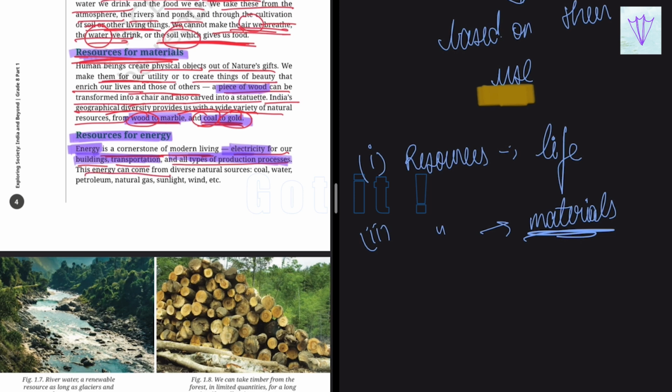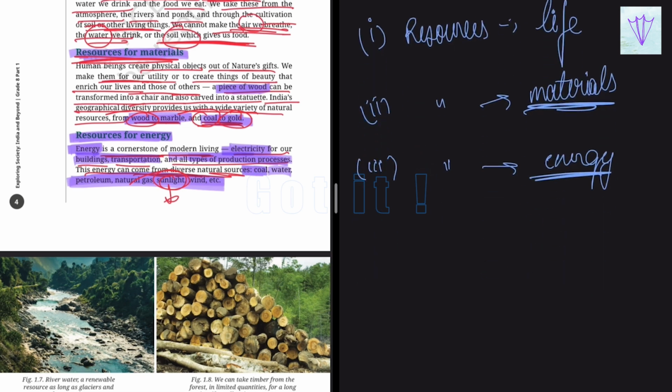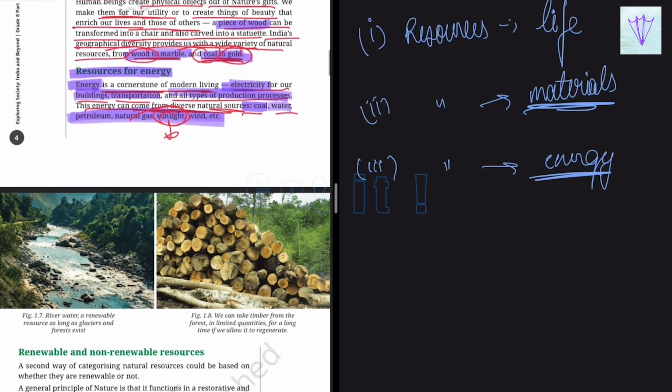This energy comes from diverse natural sources. Primarily we get it from coal, but now we are researching various other modes like water, petroleum, natural gas, and sunlight, meaning solar, which is becoming popular nowadays. So the third category is resources for energy. The resources used are coal, water, petroleum, natural gas, sunlight, wind, and many more.